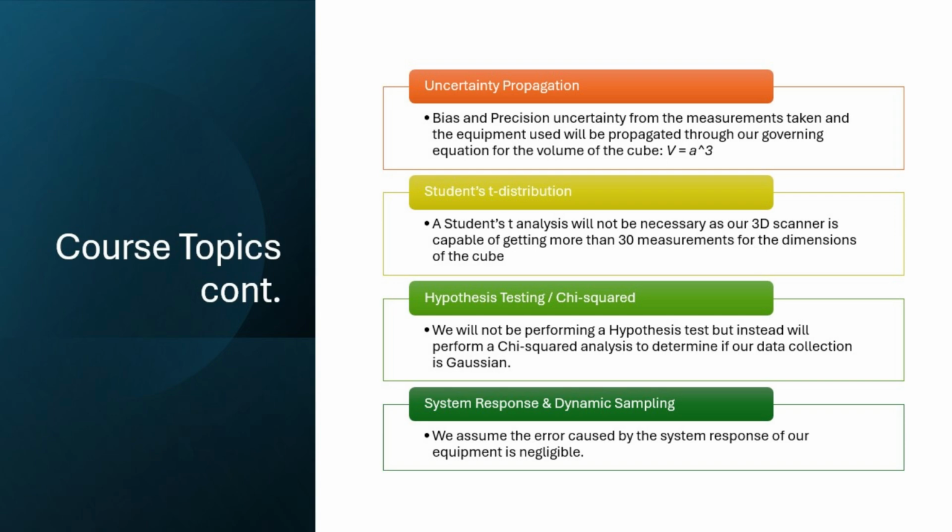Some more topics we cover are, first, our uncertainty propagation. We'll carry bias and precision uncertainties through our volume equation V equals A cubed to see how measurement error affects results. We're not going to be using student's t since our 3D scanner provides over 30 samples, letting us assume normality. For chi-squared, we'll test if our data is Gaussian rather than us running a full hypothesis test. And finally, for system response, we'll assume any error from equipment timing is negligible.